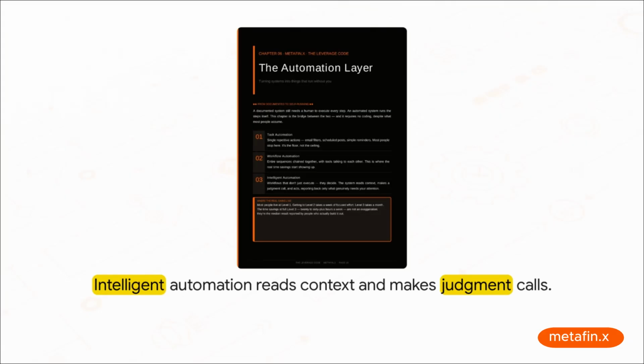What's so fascinating about that 3rd step, intelligent automation, is how it reads context. It's essentially evaluating a situation based on your specific parameters and then deciding how to act. It only flags you when a situation genuinely requires your unique human intuition, which means you are completely removed from the day-to-day routine execution. You only ever step in for high-level direction. It's a total game changer.